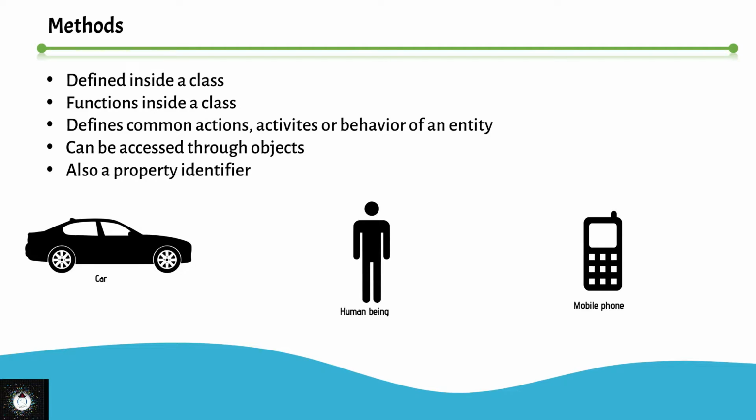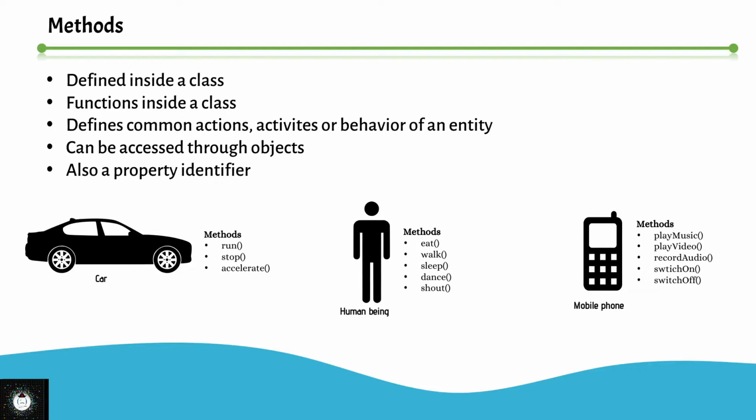Like the car, we can use different methods, like stop, run, accelerate. And similarly with the mobile phone, you can have play music, play video, record audio, switch on, switch off. These are some of the behaviors, some of the actions that are done using mobile phones.